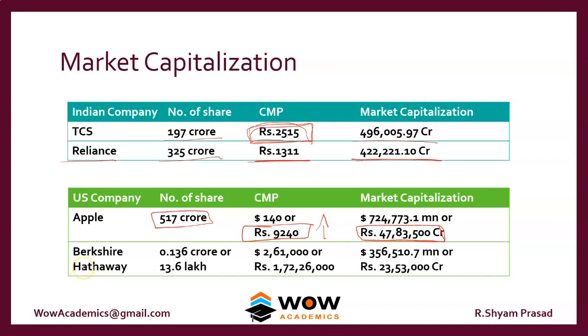But there's another company called Berkshire Hathaway. Compared to Apple, they have only 13.6 lakh shares, but each share is worth around 1 crore 72 lakh 26,000, and multiply it, you get the market capitalization. So it works like this. It's not about the current market price being higher or lower. What is very important is the worth of the company. The worth of the company is determined through the market capitalization. Okay, so that's how it works.